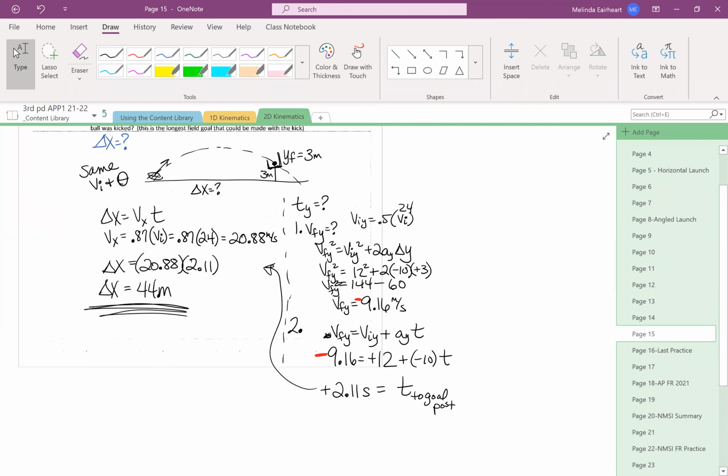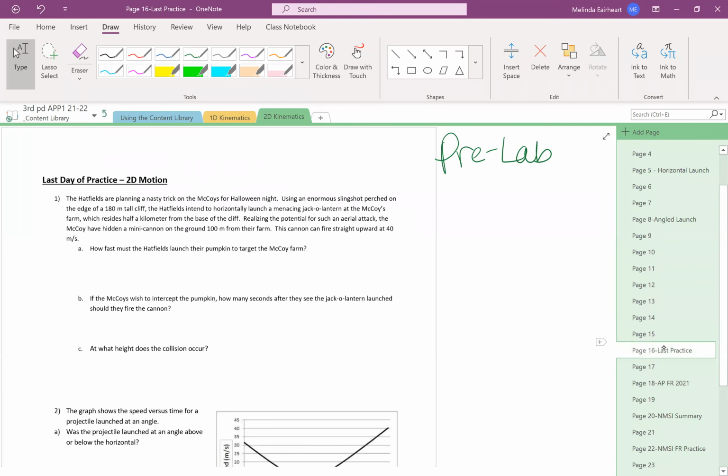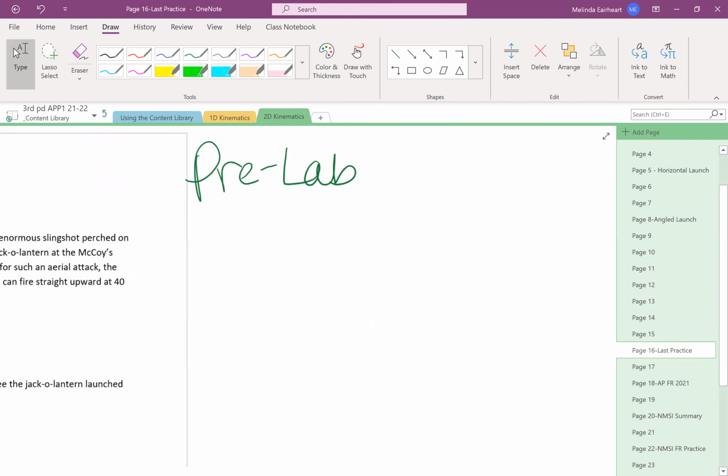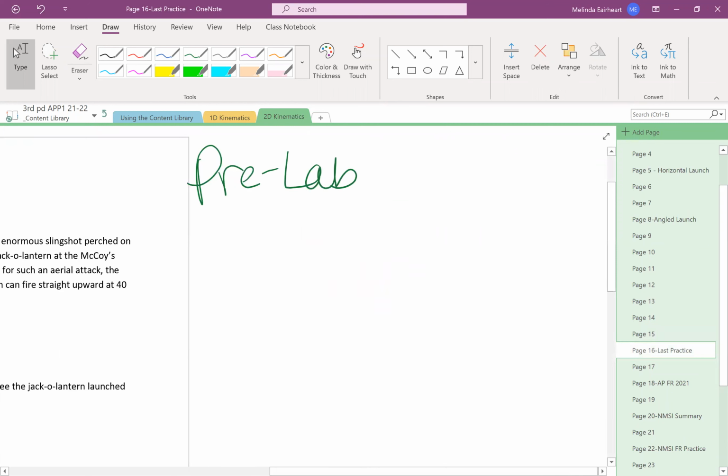And so we don't have time today to do page 16, okay? But pre-lab, so we only have about 5-ish minutes left. Let me go in and kind of set up lab for next time.